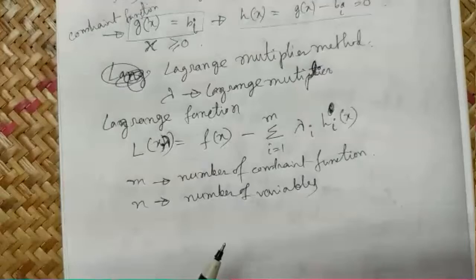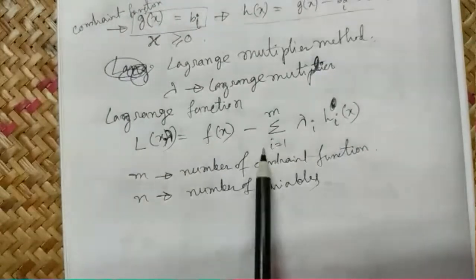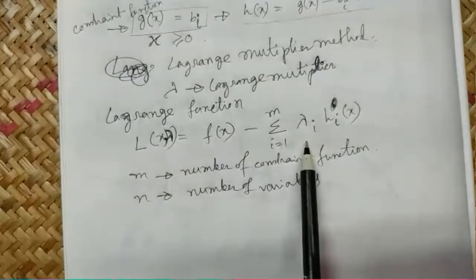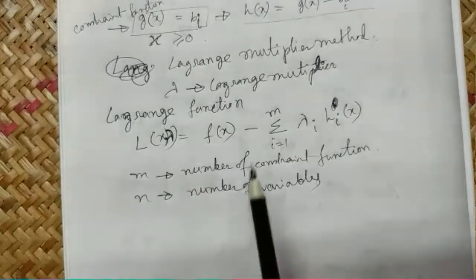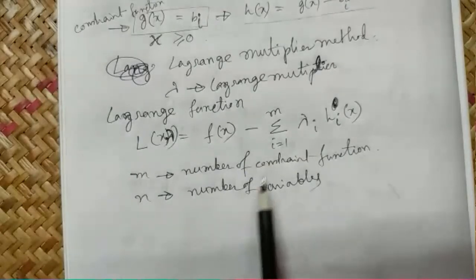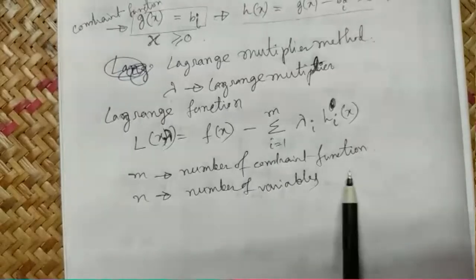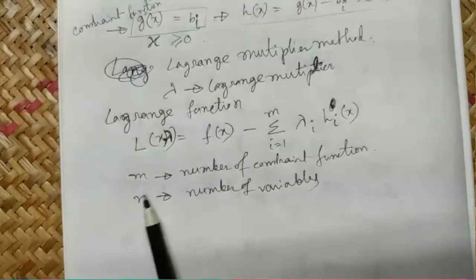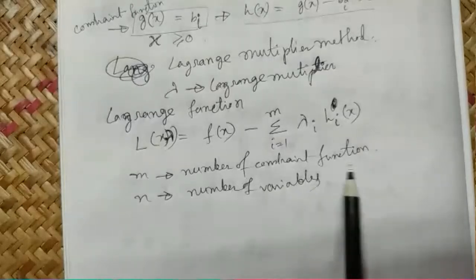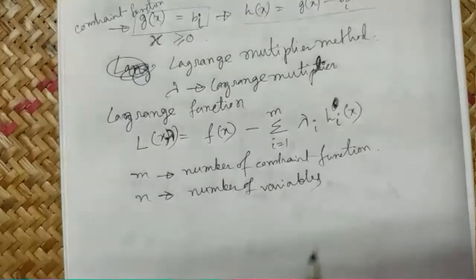Lambda is not given in the question. Okay, so if you take plus here, the lambda will change the sign. We will go on with the negative as it's given in the most famous books in India. Now, m is the number of constraint functions, n is the number of variables.